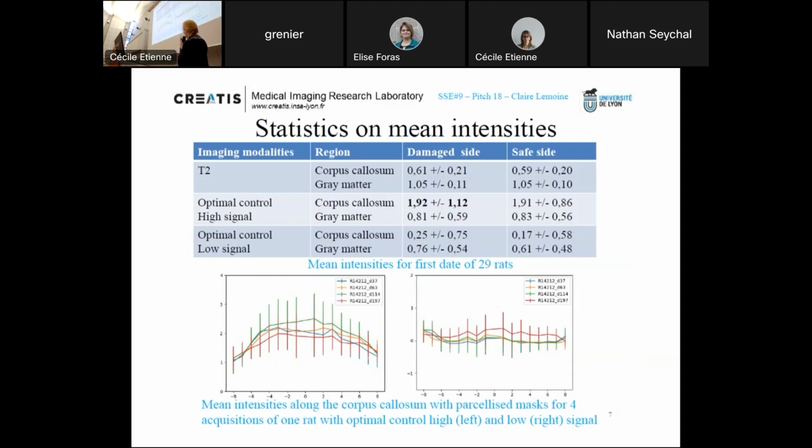And also, I plotted over time the profile of the corpus callosum in optimal control, high signal and low signal, to observe if intensity is correlated with remyelination. Apparently, there is an evolution, but it isn't monotone, so the conclusions were difficult. And this is based on normalization.